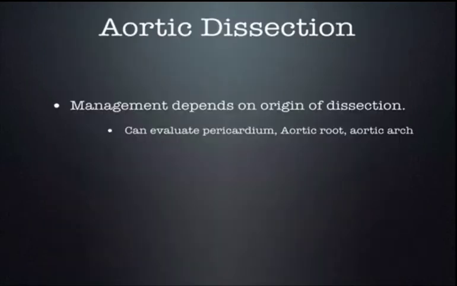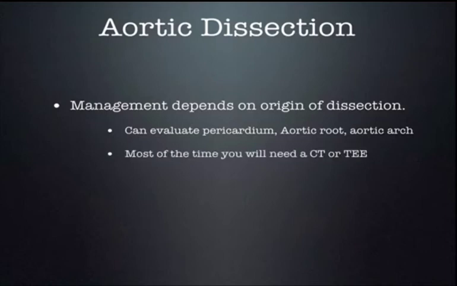Now, as I mentioned, the management depends on the origin of the dissection. We can evaluate the pericardium, the aortic root, and aortic arch to see if there's any ascending aortic involvement. The reason I mentioned the pericardium is because if the aortic dissection does come back and involve the aortic root, sometimes you'll get seepage of blood into the pericardium that can go on to develop pericardial tamponade. If this patient isn't rapidly repaired, then certainly death is imminent. In fact, these patients have a very high mortality rate. But regardless, you can look for subtle clues of aortic dissection involving the ascending aorta by evaluating the pericardium.